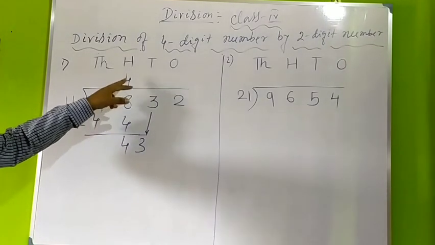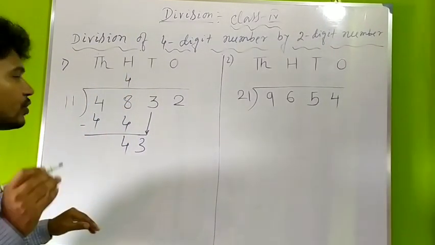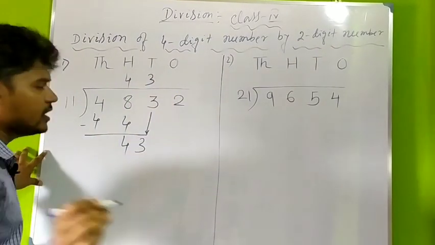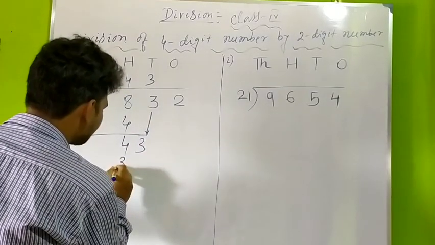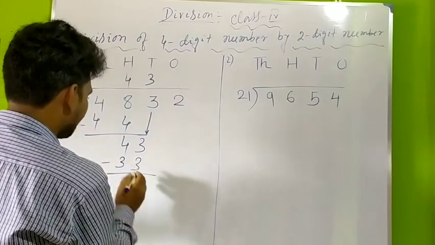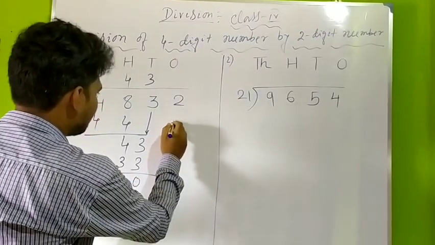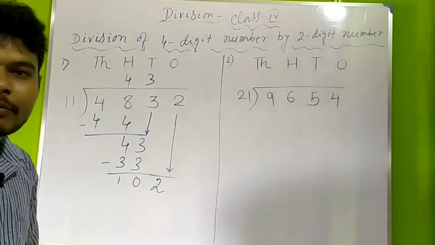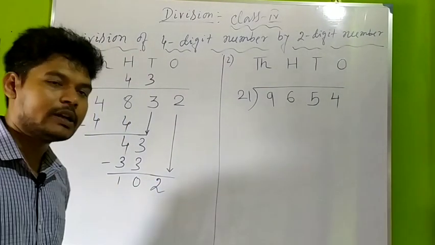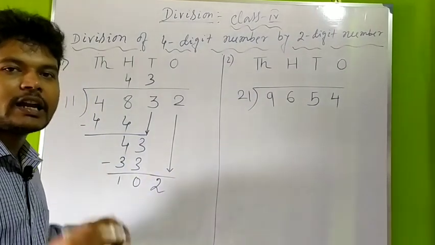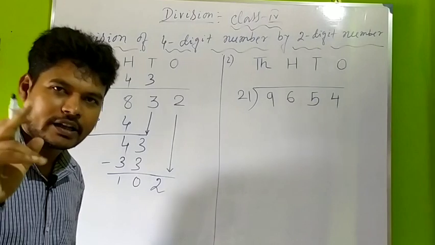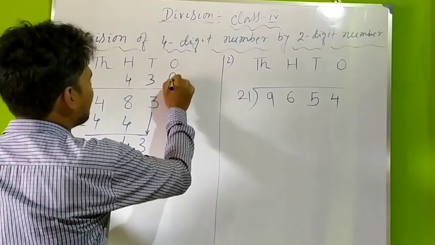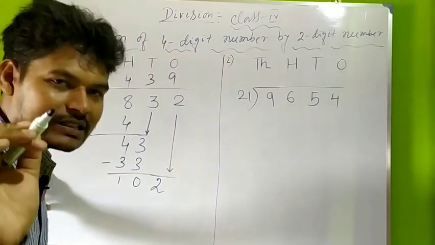Now you can see that 4 into 11 is 44, so we should write down 3 at the tens place. 3 into 11 equals 33. Now we subtract, get 10, and then 2 comes down, making 102. Now remember again the multiplication table of 11. 9 into 11, 99, and 11 into 10 equals 110. So 110 is greater than 102, so we should write 9 at the ones place.